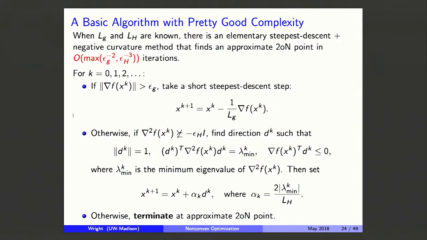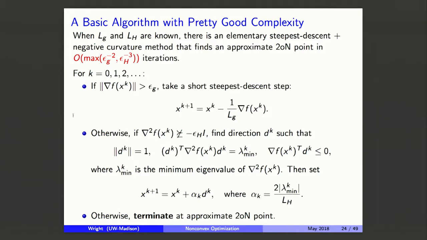Okay. So I just want to spend 2 slides explaining how you can get a very simple method that achieves pretty good global complexity. Again, this is the setting where I've got a Lipschitz continuous gradient and a Lipschitz continuous Hessian. I'm going to show you a method on 2 slides which can achieve an approximate second order necessary point, satisfying those tolerances that I mentioned earlier, in order of this many iterations, epsilon g to the -2, epsilon h to the -3. And that's not actually that far from the best bounds you can get. Okay, so here's the method.